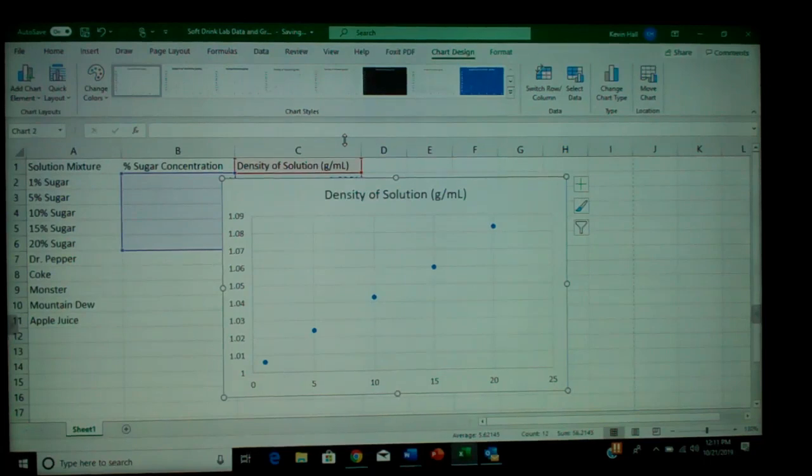Are there issues with our graph? Yes, there are issues with our graph. What are the issues? They're probably not in actual order. They're in order. If we connected the dots, it wouldn't matter. It's not labeled. It's not labeled.